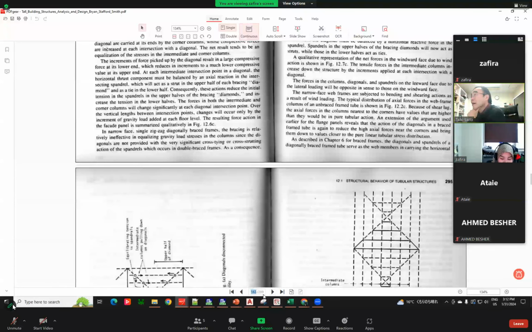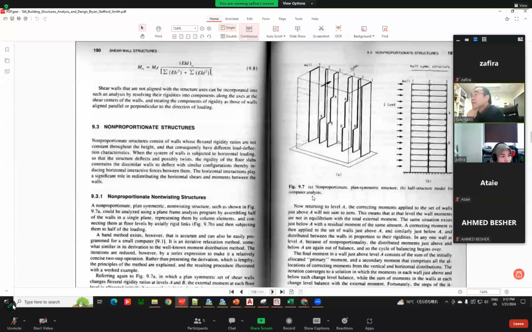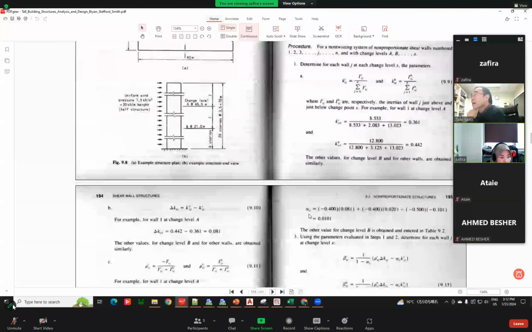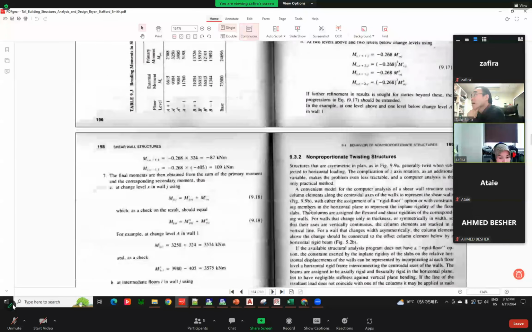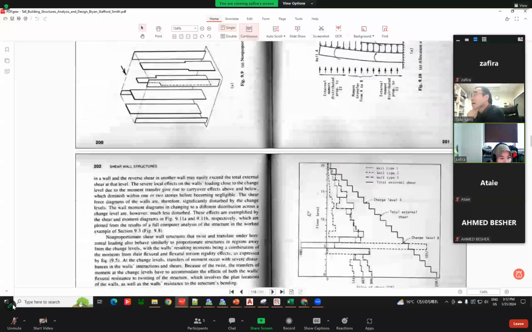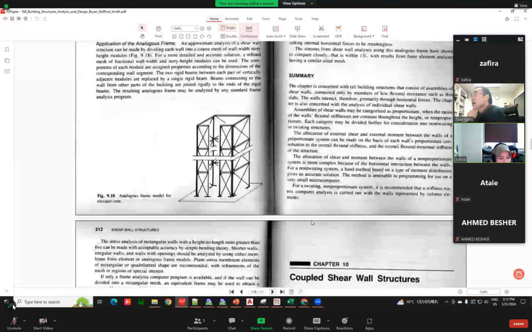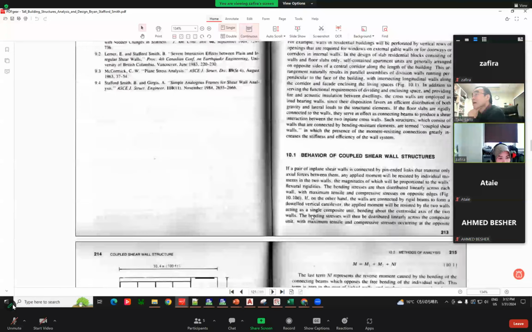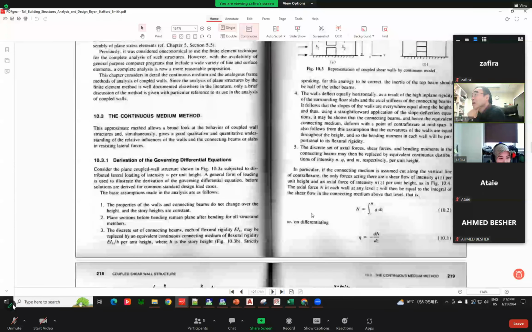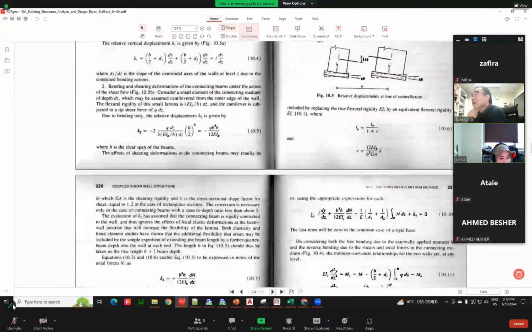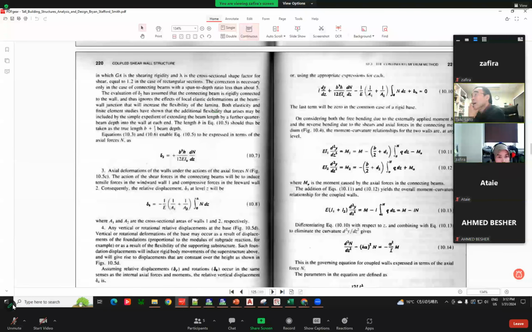So which one is 10.10? Equation 10.10. Let's see. 9.9. This one, calculation. 10.10. This one. Oh, okay. Yeah, so there is a theory behind.